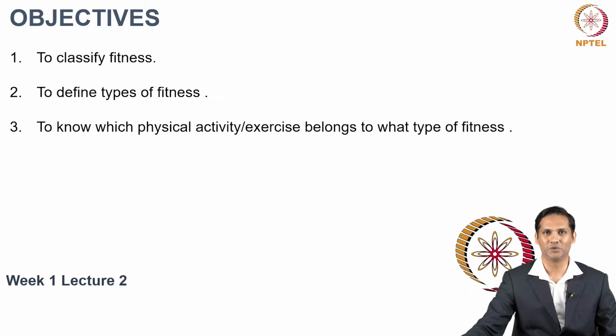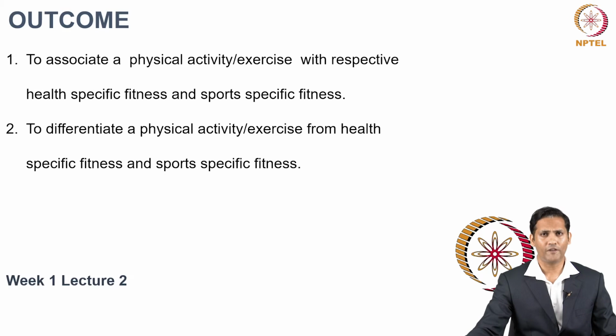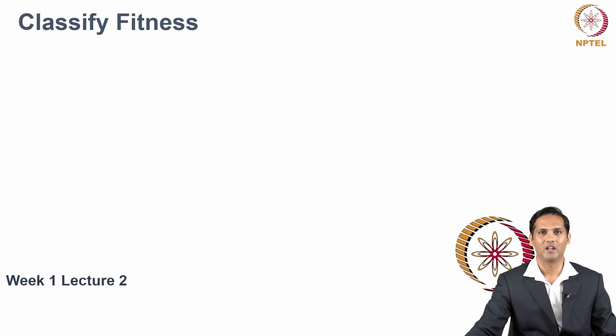The objective of lecture number 2 is to classify fitness, to define types of fitness, and to know which physical activity or exercise belongs to what type of fitness. The outcome of lecture number 2 is to associate an exercise routine or a physical activity with respect to health specific fitness and sport specific fitness. The second outcome is to differentiate an exercise routine or a physical activity from health specific fitness and sport specific fitness. Let's start by classifying fitness.